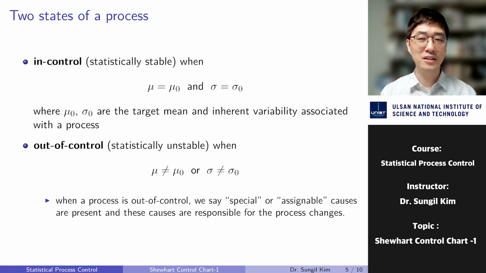When we talked about variation in the previous lecture, we considered the process in which only common cause variation is present to be in control. Now we can define the in control state by the state when mu equals mu zero and sigma equals sigma zero, where mu zero and sigma zero are the target mean and variability, respectively, associated with the process. Similarly, the out of control state can be defined by a state when mu is not equal to mu zero or sigma is not equal to sigma zero. When the process is out of control, we can say that special or assignable causes are present.